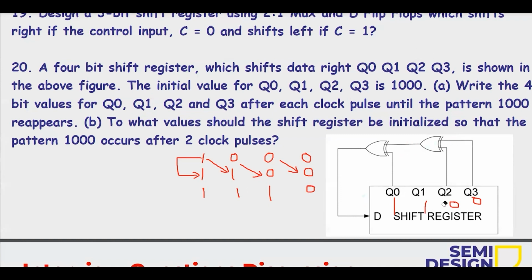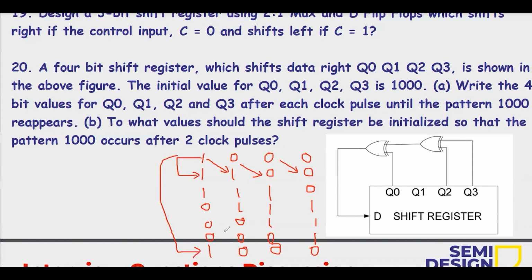And next, can you tell me quickly all? 1110. Yes, ma'am. 1110 means 0011. So here we'll get 0, and all ones will be shifted like this. Okay, next, 0011. Yes. Then 0001. And then 1000. Yes, ma'am. So after 6 clock pulses we are getting our required value. So after 6 clock cycles we are getting the same value here, 1000.